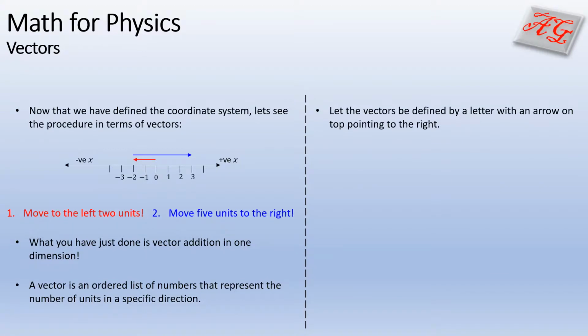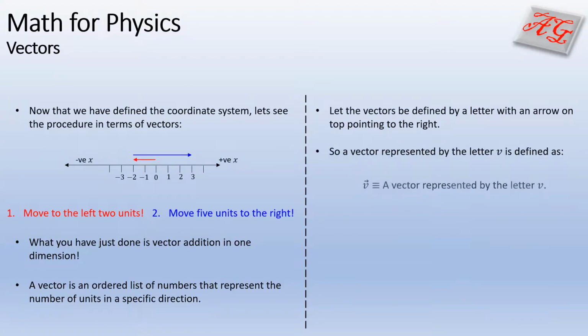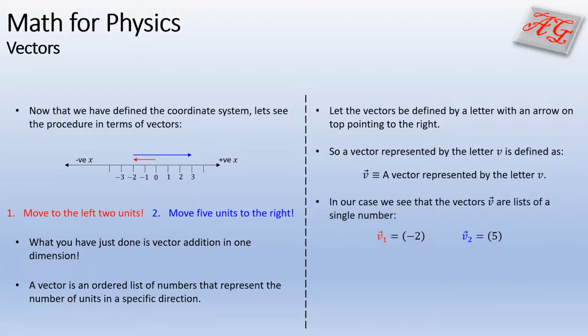So to define a vector algebraically, we use a letter with a small arrow on top of it. A vector represented by the letter B is given by a B with a small arrow on top of it. In our case, the 2 vectors are given by B1 equals (-2) and B2 equals (5). Notice that the numbers are surrounded by parentheses. These parentheses hold the list of numbers that represent the units in the specific direction the vector points to.